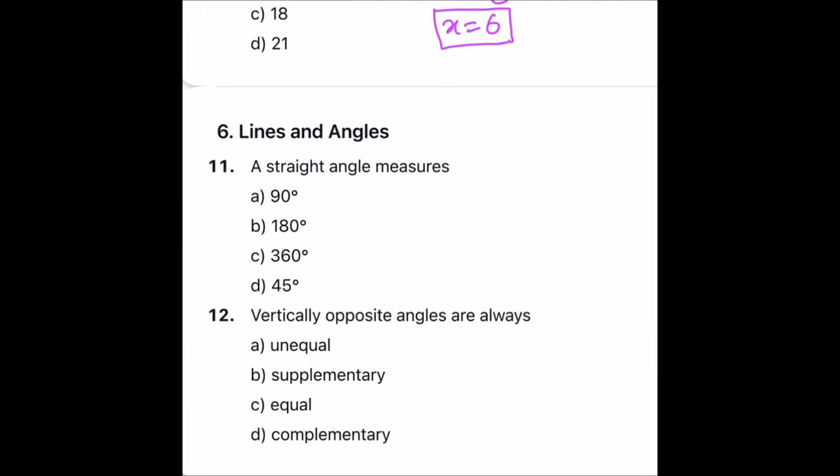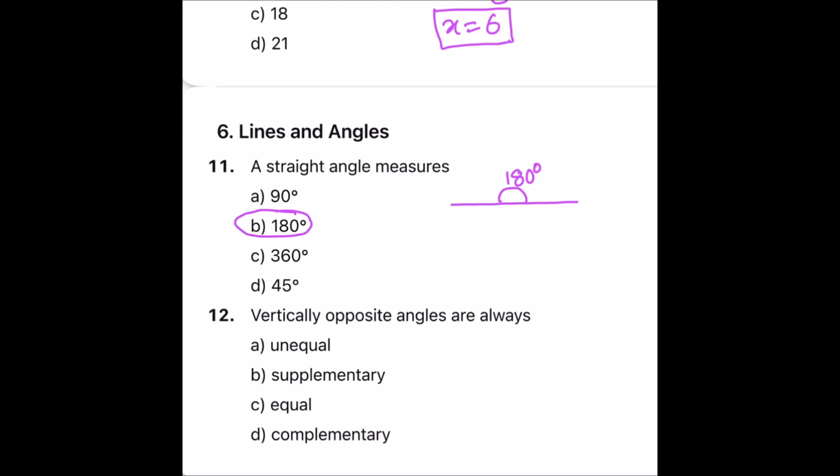So the next chapter is lines and angles, and this is question 11. A straight angle measures, what is the measure of the straight angle they are asking? A straight angle is 180 degrees. So option B will be the right answer.